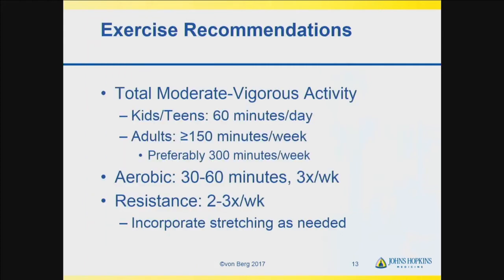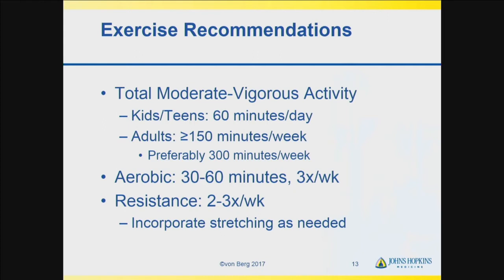How much should we exercise? The CDC recommends that kids and teens should be active for at least 60 minutes a day. Adults should be getting at least 150 minutes per week of moderate to vigorous activity. So that's activity that gets you short of breath, that gets your heart rate up. Preferably that number is closer to 300 minutes per week.